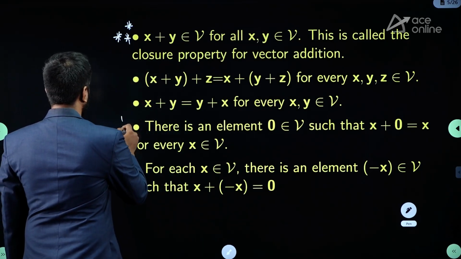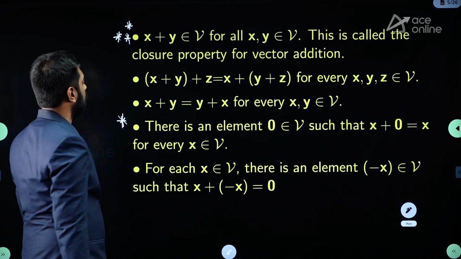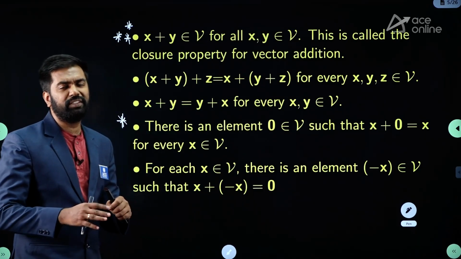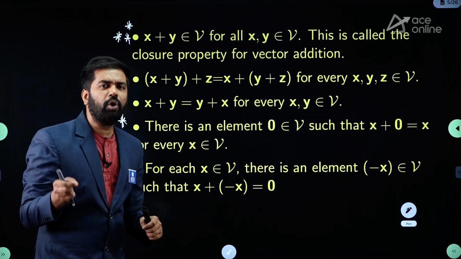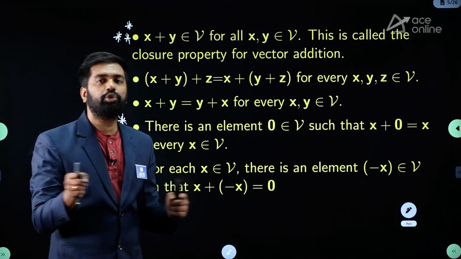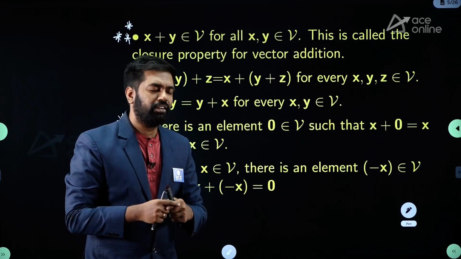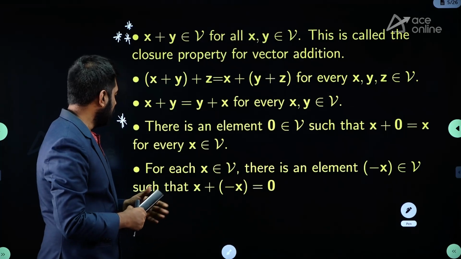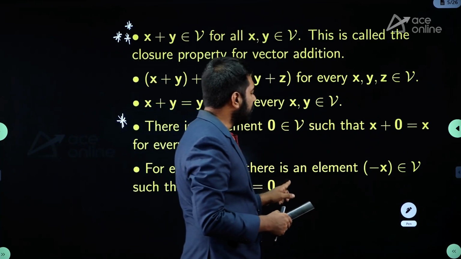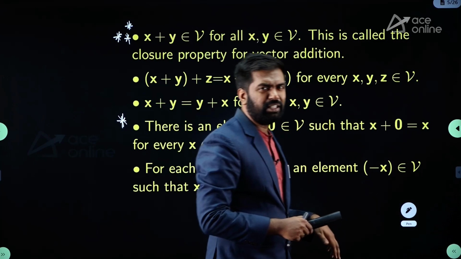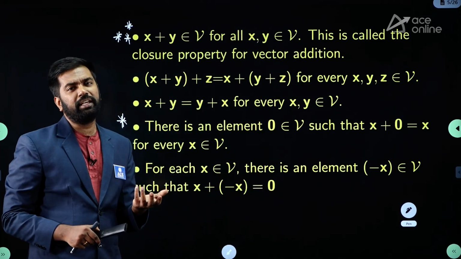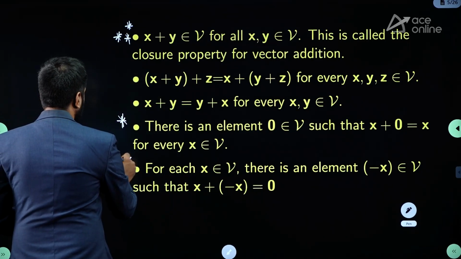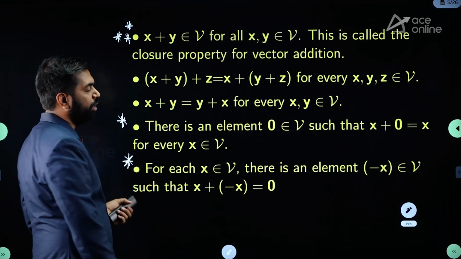Yes, this is also a very useful condition for eliminating the options. Let us look at the next condition. What are they saying? Suppose you take a vector called x, then minus x should also be present in that set. That is what this says. For each x belonging to V, there is an element called minus x also belonging to V such that x plus minus x will give you a 0 vector. Yes, this condition will also be useful for verification purposes.